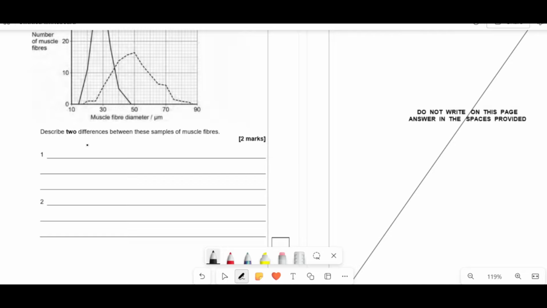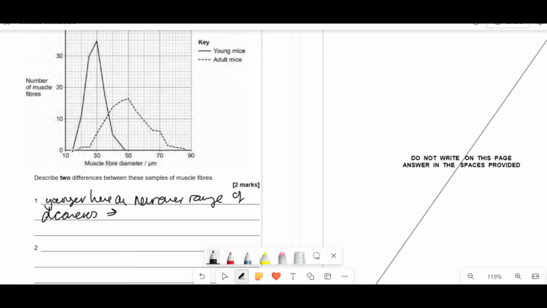It says describe two differences between these samples of muscle fibers. When you're doing that, though, you've got to do a numerical comparison of either of them. So, for example, here, the younger have a narrower range of diameters, right? So that's going to be like 12 to 48 versus adults, which have a range of 18 to 86 micrometers. So that's one mark there, done.